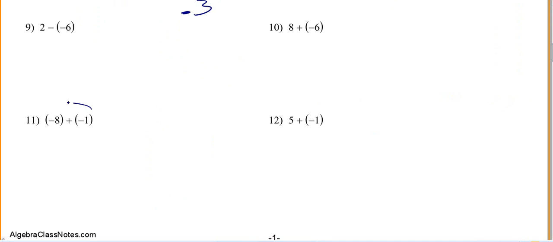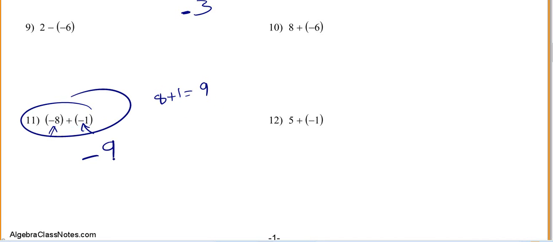Let's see here. Same signs, right? So you just add the numbers together. If you've got 8 and you add 1, you get 9, right? What are the signs here? Are these positive or negative signs? Well, they look like they're negative signs, so my answer, number 11, would be a negative 9.